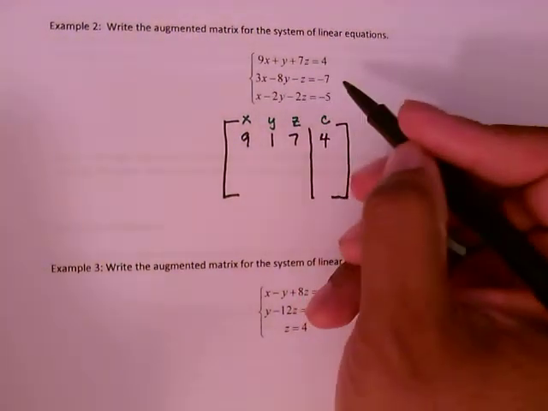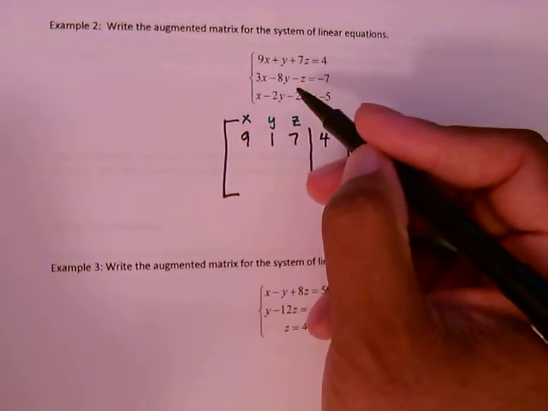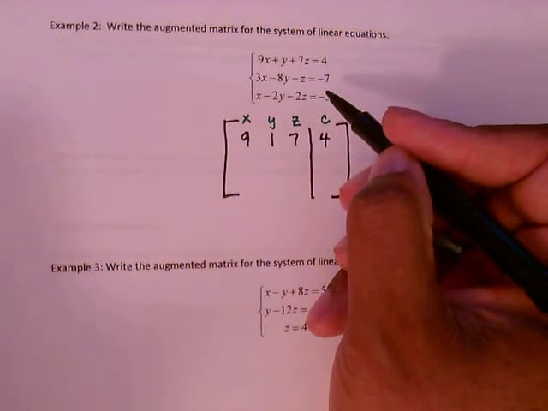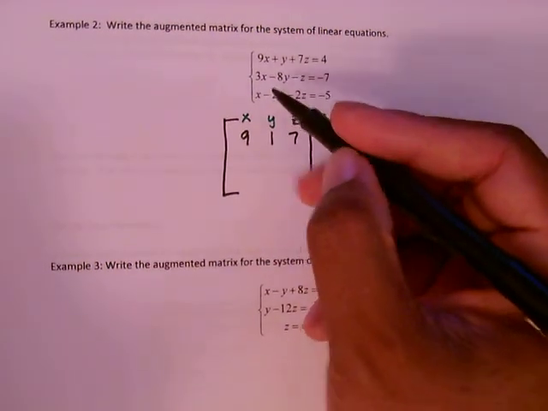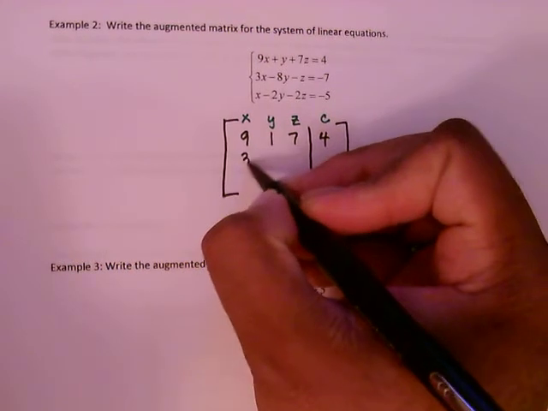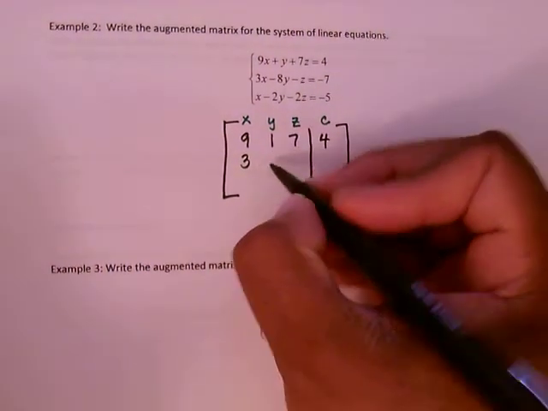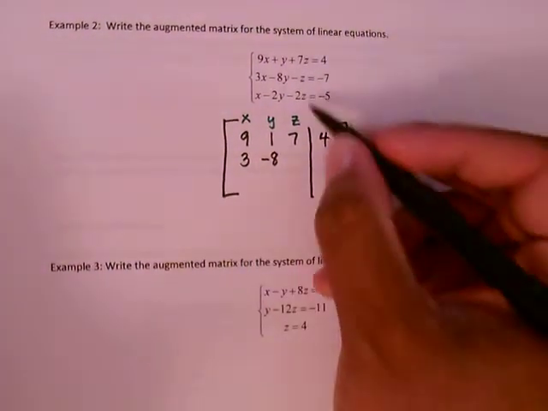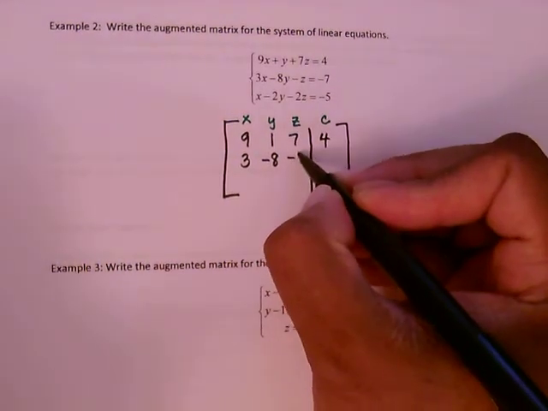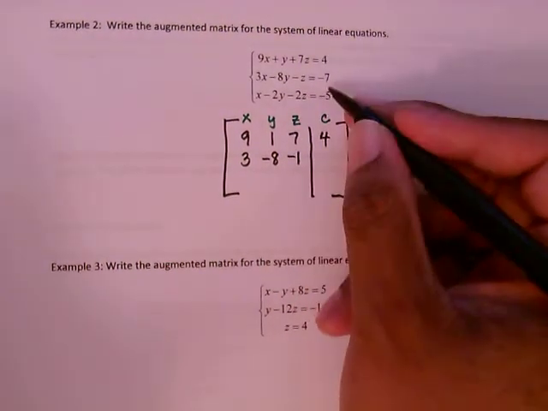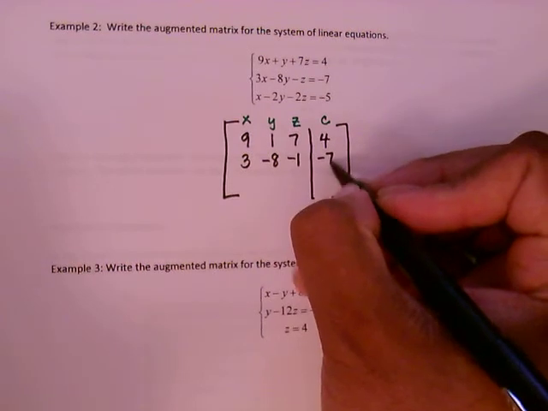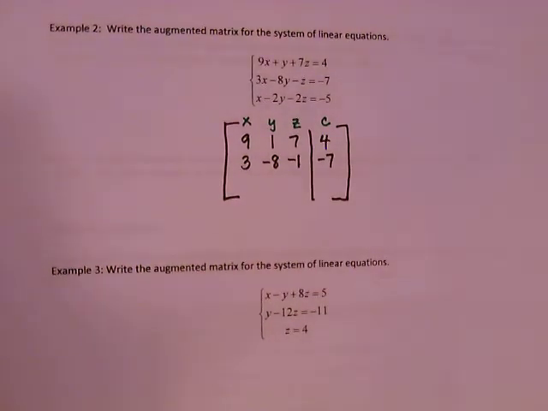And then for the second line, 3x minus 8y minus z is equal to -7. Here the coefficient of x is 3. The coefficient of y is -8. The coefficient of z is -1. And -7 is your constant term.